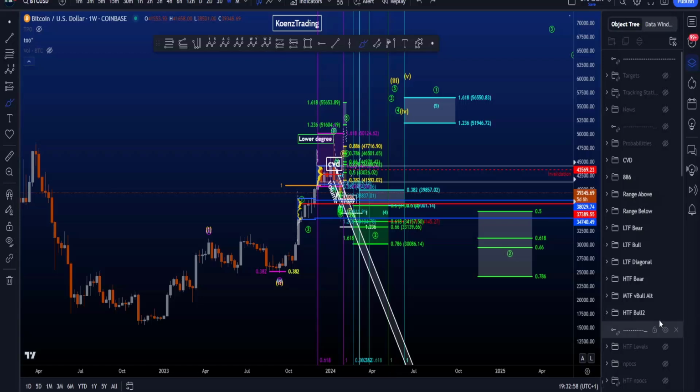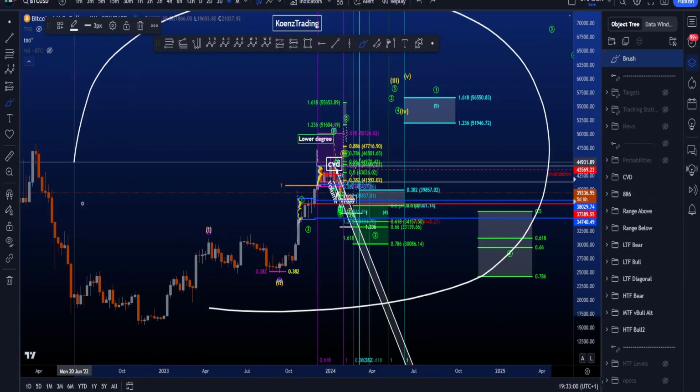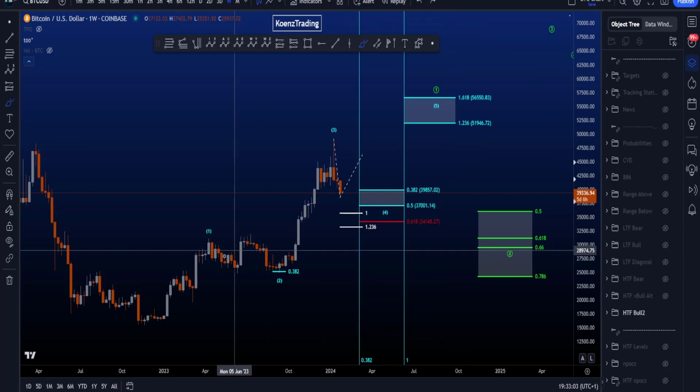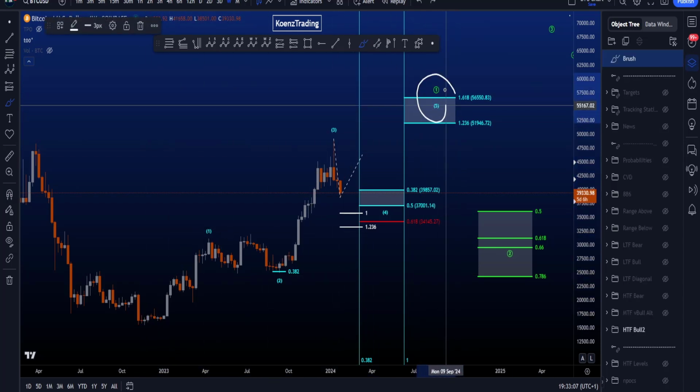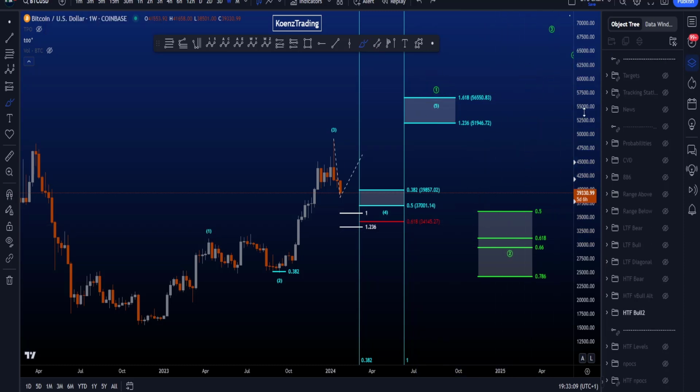Hi everyone, let's go over my bullish and bearish Elliott Wave scenarios on Bitcoin. Starting on the high time frame, the daily chart with the bullish scenario where we're looking for an impulse to the upside in a wave 1, followed by 2 and then a wave 3.